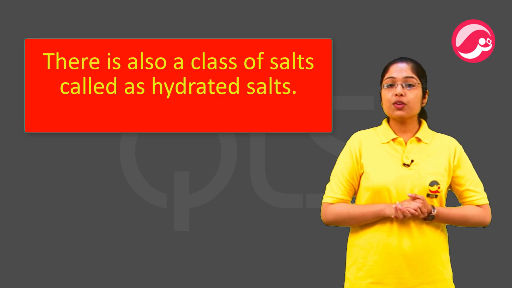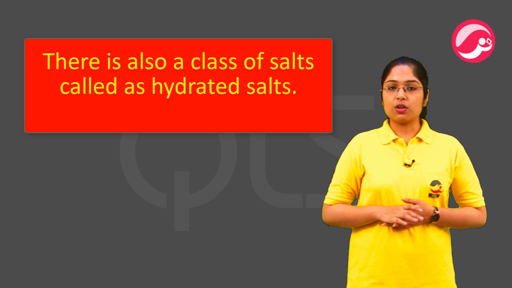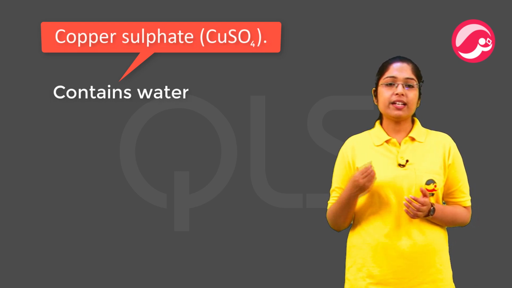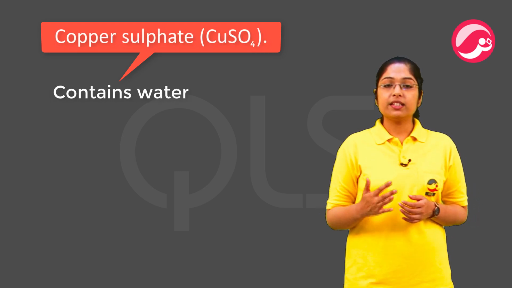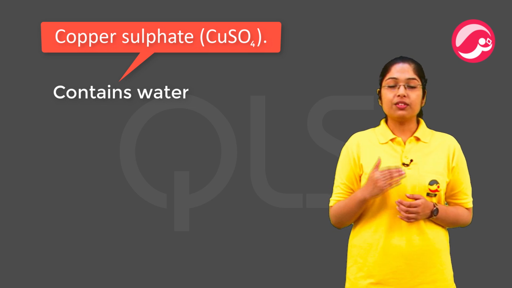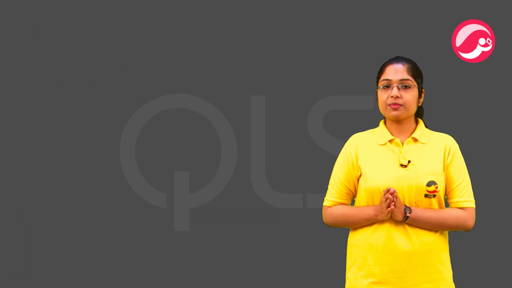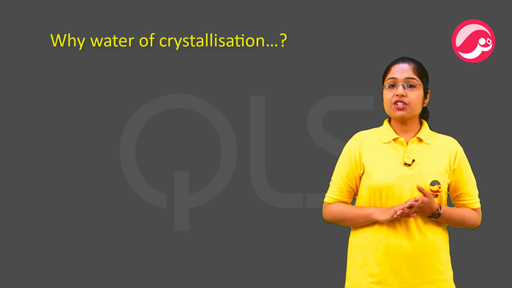There is also a class of salts called hydrated salts. Some salts like copper sulfate contain water. ये दिखने में, टच करने में ड्राई लगते हैं, but they do contain water. This water is called water of crystallization. Why water of crystallization?